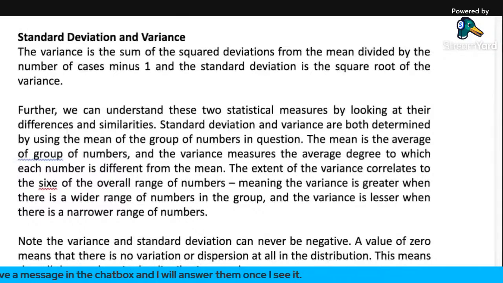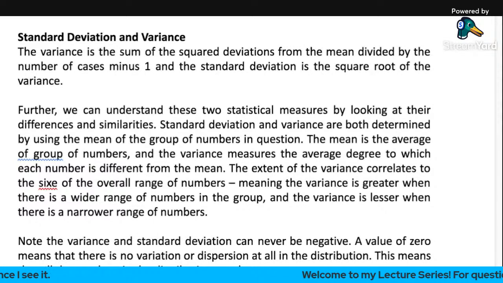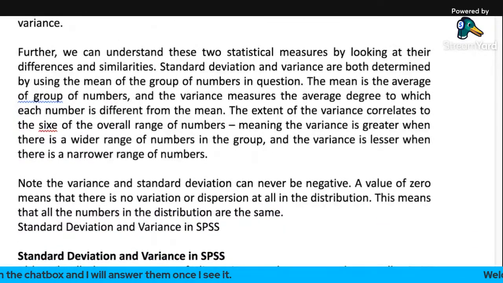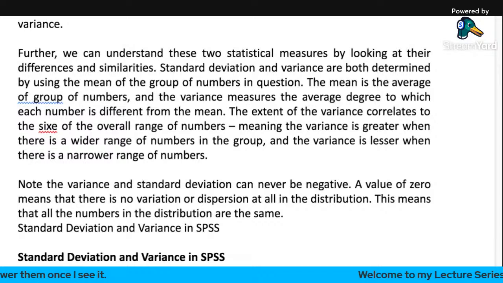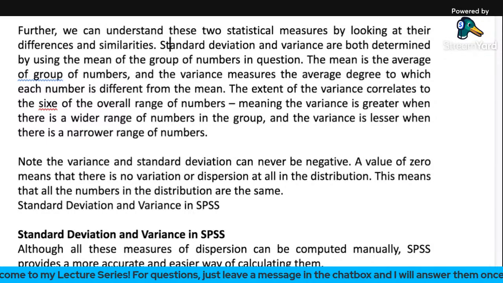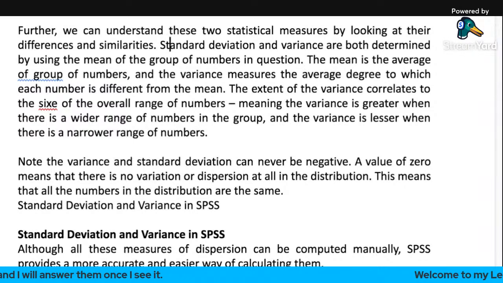Okay? Variance. So pag meron ka ng standard deviation, let's say 5 yung lumabas na standard deviation, if you're going to square that, that is already your variance. So if the standard deviation is 5, the variance is 25. So yun yung ano nila. So we can understand these two statistical measures by looking at their differences and similarities. Tingnan natin. Standard deviation and variance are both determined by using the mean of the group of numbers in question. So the mean is the average of group of numbers, and the variance measures the average degree to which the number is different from the mean.